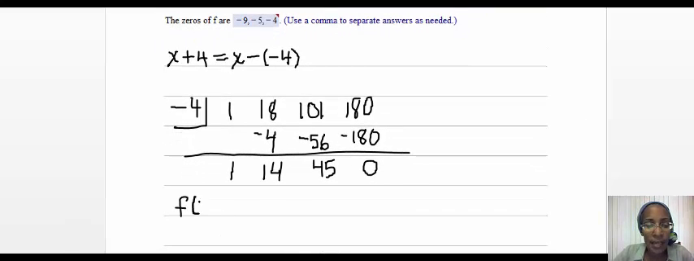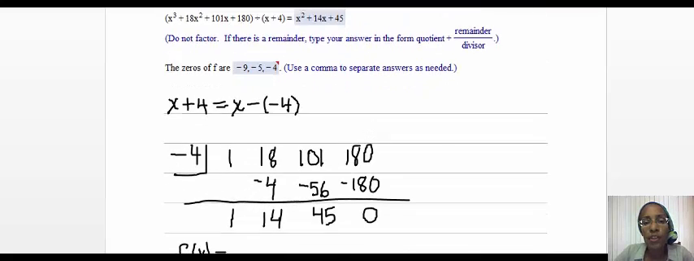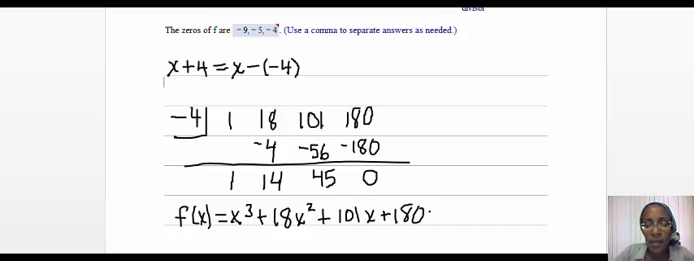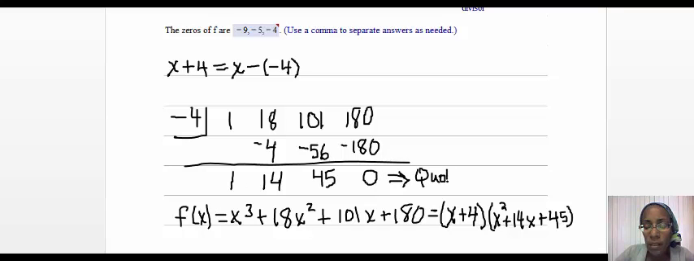And 0 is our remainder, which tells us x plus 4, which is what we were dividing by, is a factor of f of x. So f of x equals x plus 4 times our quotient, x squared plus 14x plus 45, which is given to us by the bottom line of the synthetic division. So the 1 is the coefficient of x squared, 14 is the coefficient of x, 45 is our constant.